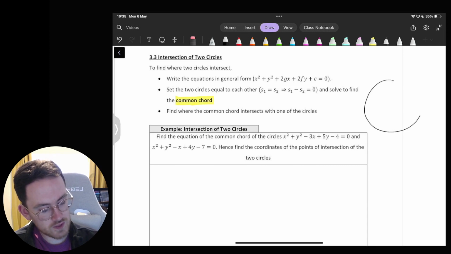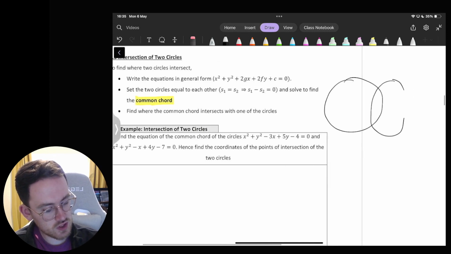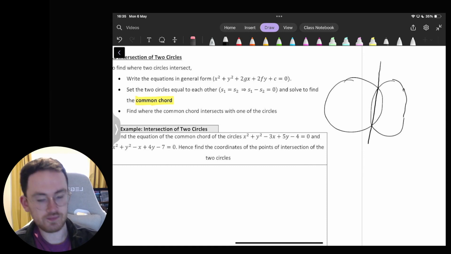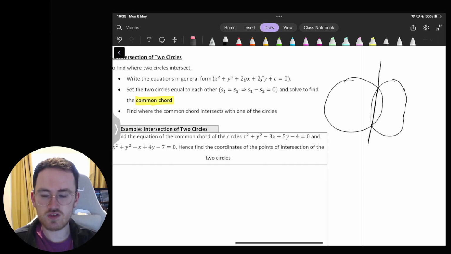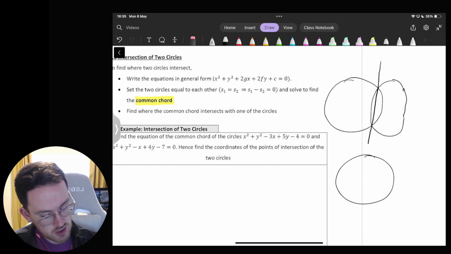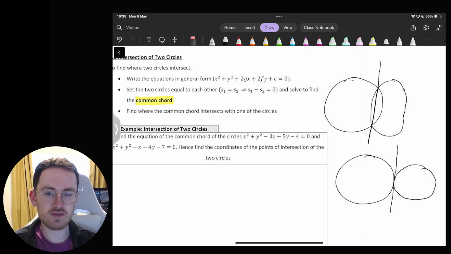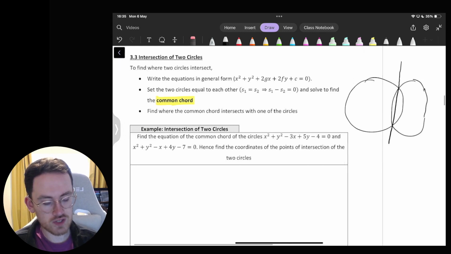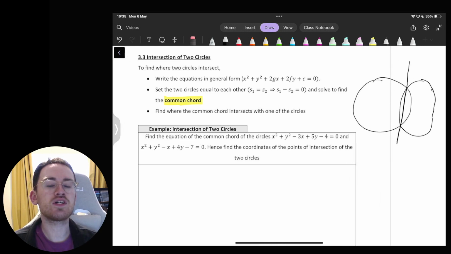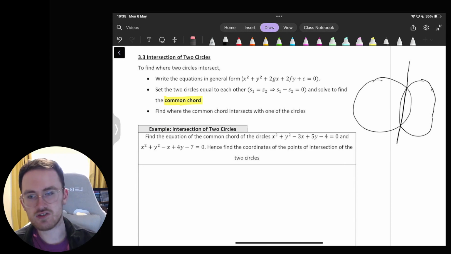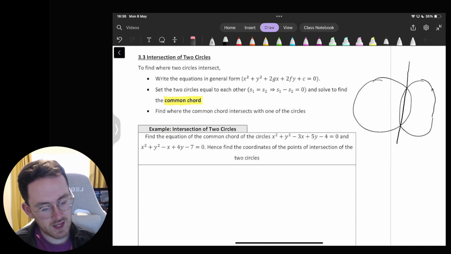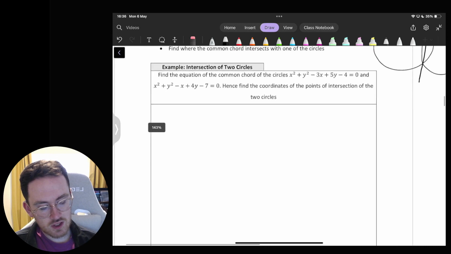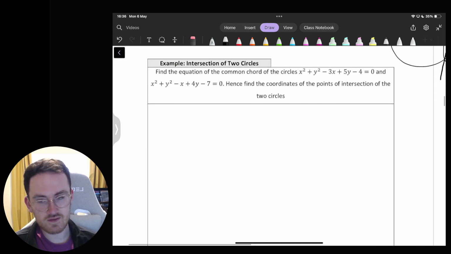The common chord, when I have two circles here, is this line that they have in common. So it's the chord that passes through both circles. And in some cases, that might just be a tangent. We might have one line and maybe they only touch at one point and they might just have a common tangent. But it's that generalization of the word chord. So what we'll find is the common chord, and then we need to find where that chord intersects with each of our circles. Okay, so starting off here, find the equation of the common chord and hence find the coordinates of the point of intersection.